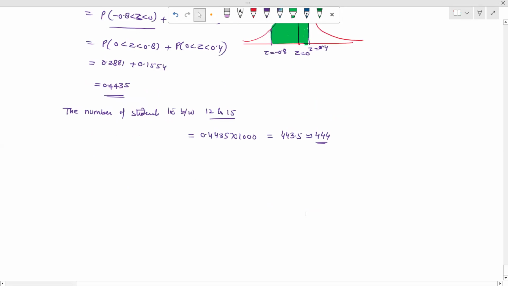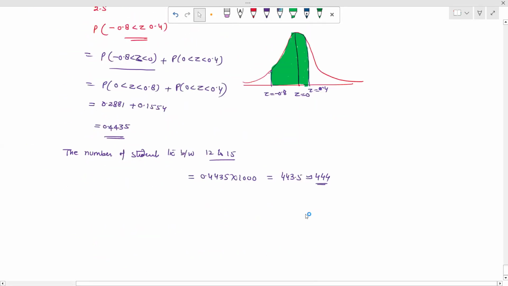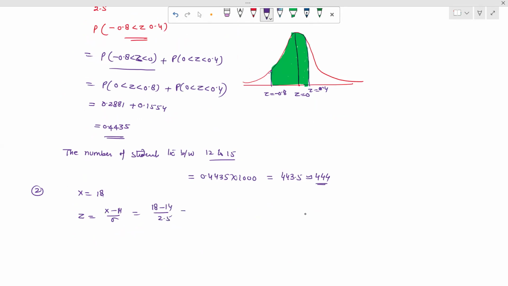Second part, we have how many students score above 18. So only a single value is given. For the second, above 18, here we consider x is equal to 18. Now this x we convert into the standard score, x minus mu upon sigma. So we get 18 minus 14 upon 2.5, so this is 4 upon 2.5.